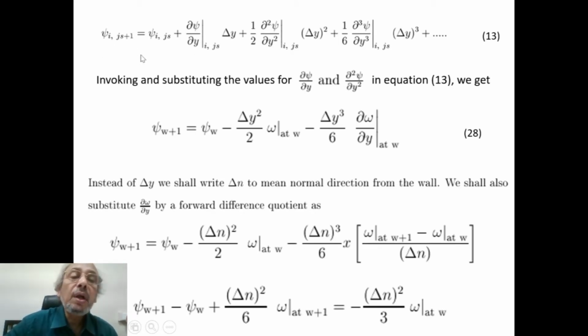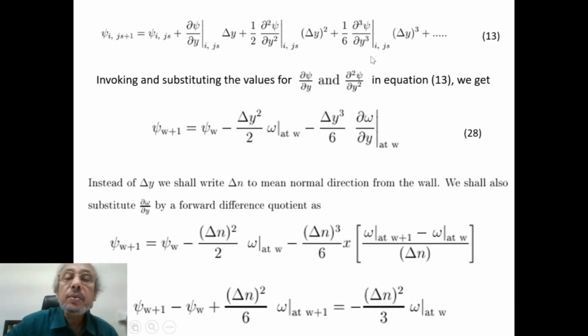We now again rewrite equation 13. As you recall, Js is the representative of the solid surface. So psi_i,Js is psi at the solid surface, and this is psi_i,Js+1, that is psi at the near wall point, plus del psi del y into delta y, plus half del 2 psi del y 2 into delta y square, plus 1 by factorial 3 del 3 psi del y 3 into delta y cube.